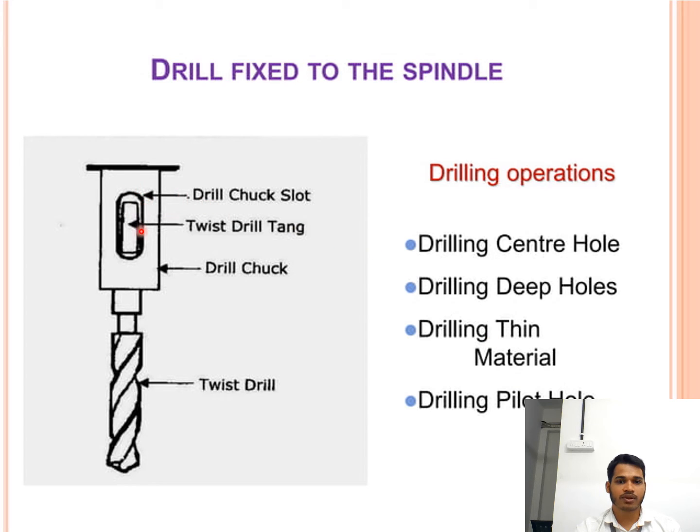This is the drill chuck slot. Feed the drill bit, and this is the twist drill tang and drill chuck, and this is the twist drill chip. This is the neck, this is the shank, and this is the drill bit body. After the neck, it goes up to the cutting edge.